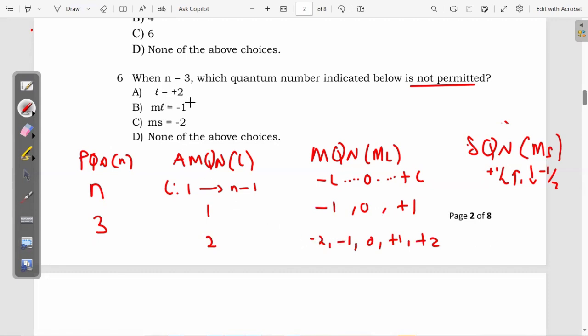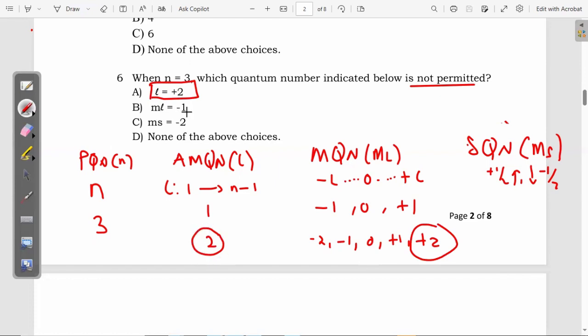So here, when I come here, they're saying which quantum number indicated below is not permitted. So L is equal to 2, plus. We see that it's one of them, so it's permitted. Oh, L is 2, plus. It's this one here, not that one that I said. So L being 2, it's permitted. It's this one here.